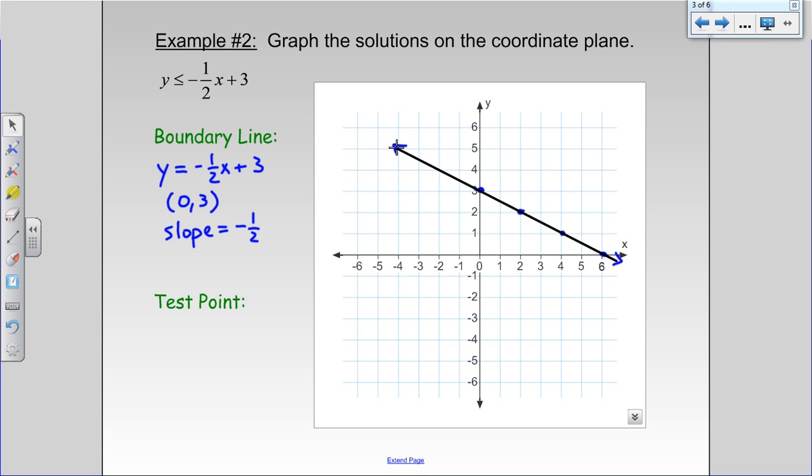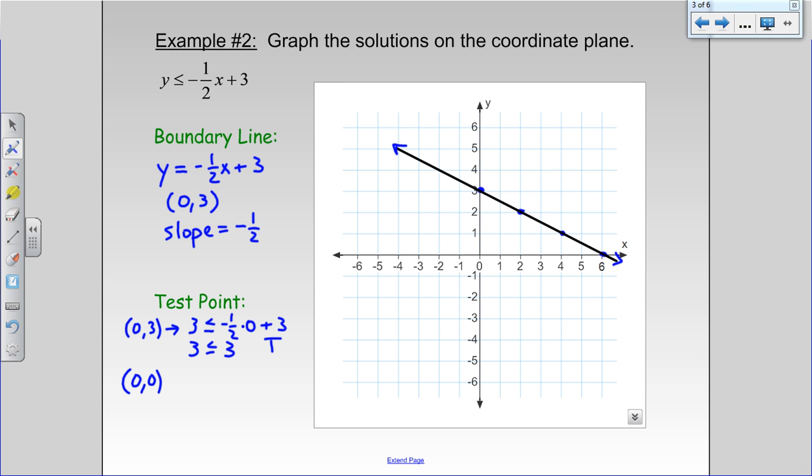Points on the boundary line are solutions in this case. For example, the y-intercept (0, 3), when tested in the inequality, leads to 3 is less than or equal to negative 1/2 times 0 plus 3, or 3 is less than or equal to 3, which is a true inequality. Now we just need to test one more point to determine which side of our inequality we should shade.